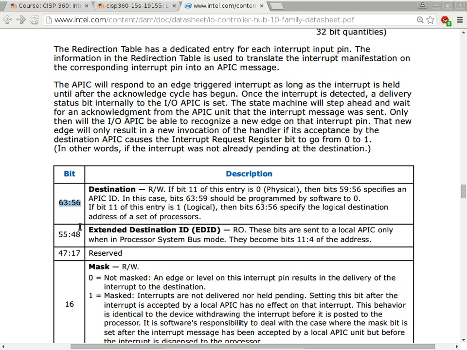And you can also see in the description itself, right there, it says if bit 11 of this entry of this particular I/O register is 0. Now, how do I know whether bit 11 is 0 or not?